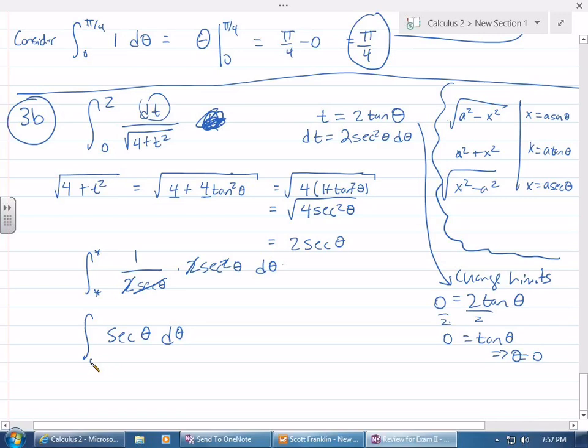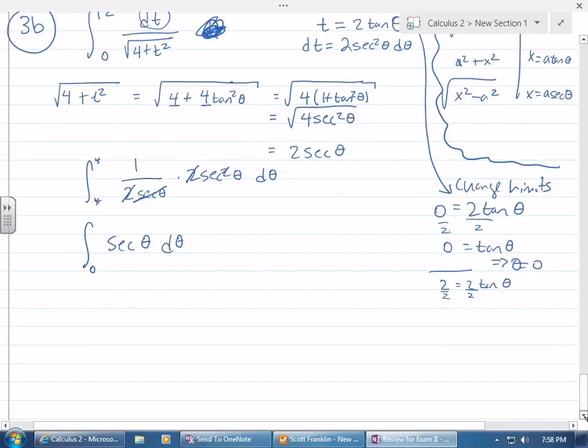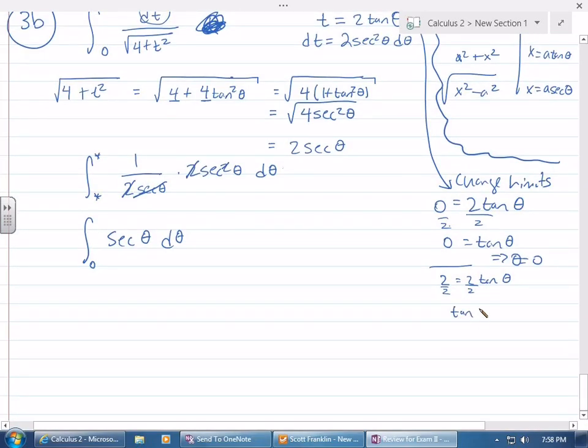So that means this bottom limit is 0. Again, I'm plugging in for the variable t. I plugged in 0 for t and want to know what theta is. What about 2 equals 2 tangent theta? You divide both sides by 2. Tangent theta is 1. So what does theta equal? Yeah, pi over 4. And you're looking at that table. That's exactly where you need to be. So this goes to pi over 4.